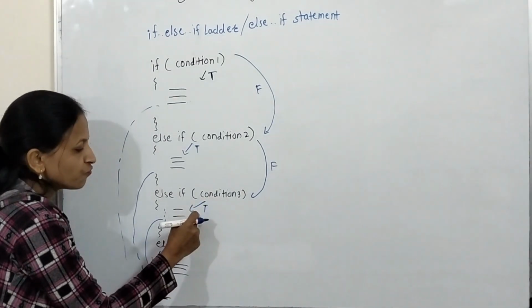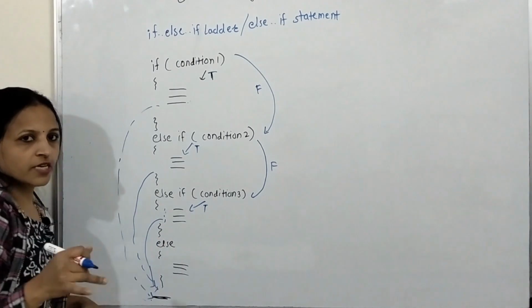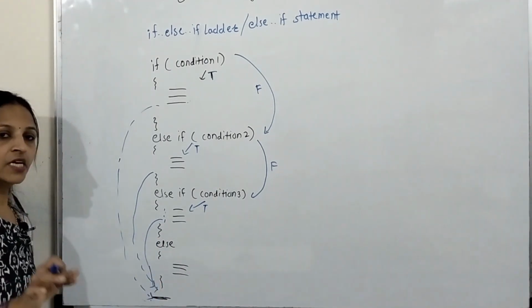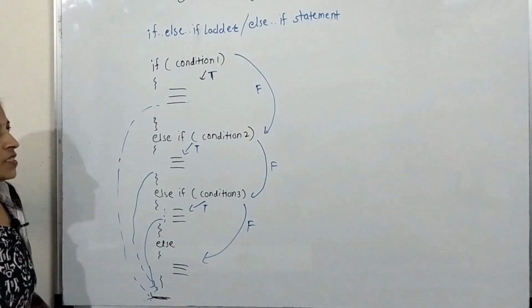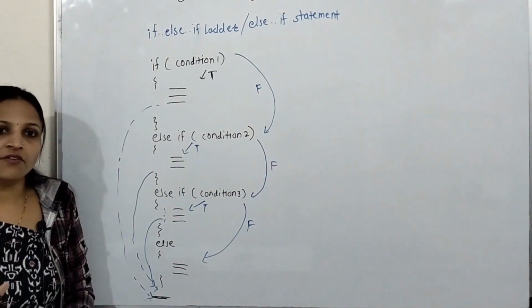Next, if this is false, then the else block will get executed automatically, and control will be shifted here in this way. This is the execution of the if-else ladder.